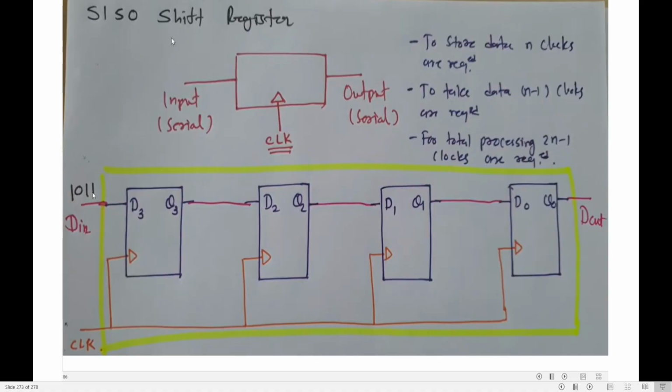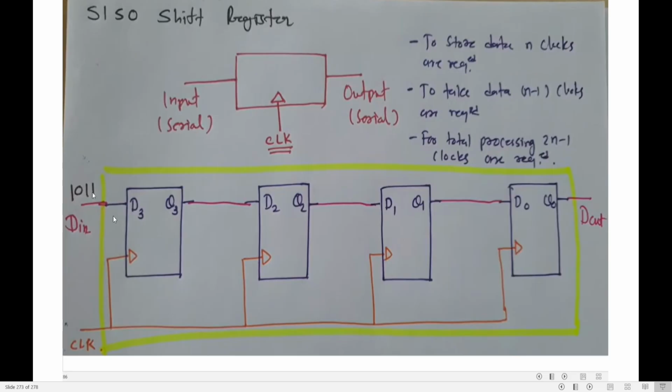I'm going to design a shift register which is going to shift how many bits? 1, 0, 1, 1. 4 bits. Since there are 4 bits, I've taken 4 flip-flops: 1, 2, 3, 4. Since it is serial in, serial out, serially I'm going to feed the input and serially I'm going to read the outputs.